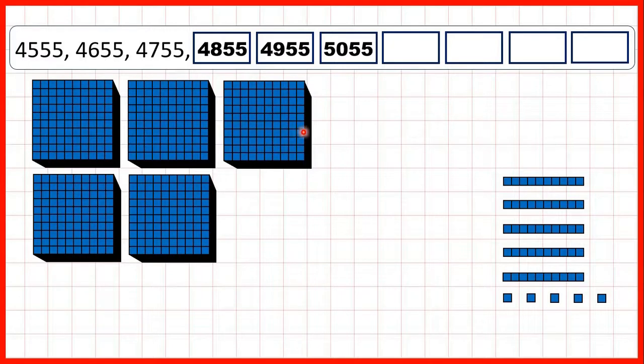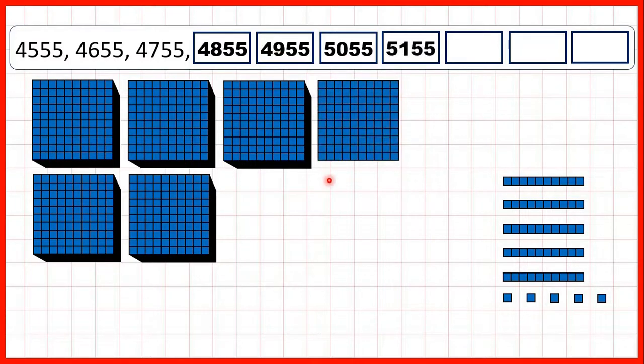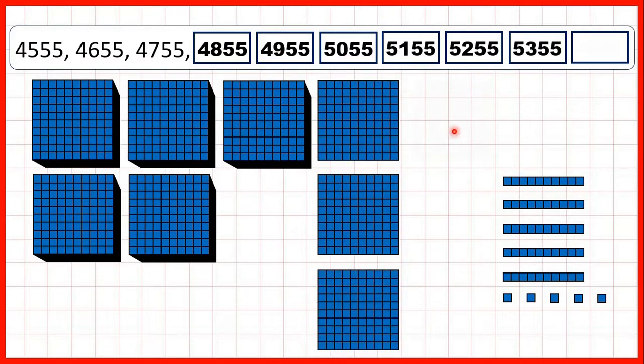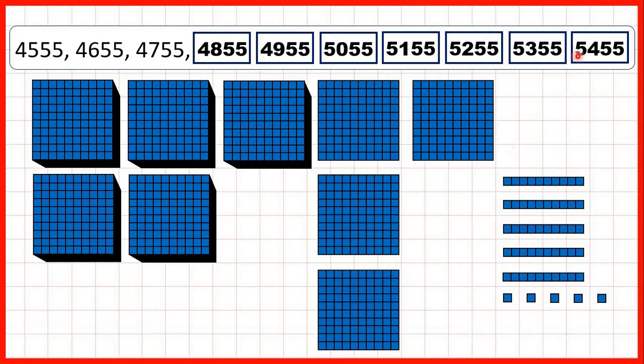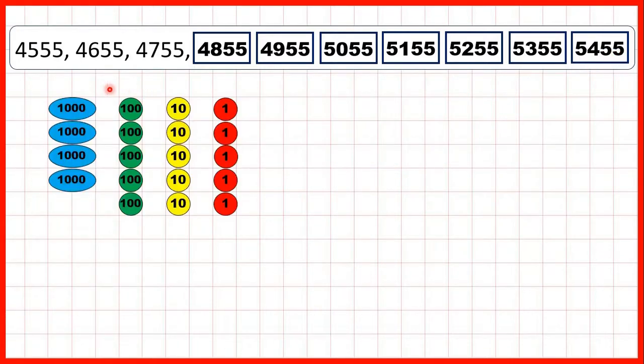So notice, when we're counting in hundreds, the tens and ones digits will always stay the same. But if we ignore our tens and ones digits, we can see that counting in hundreds is just like counting in ones. We have 45, 46, 47, 48, 49, and 50. So if we keep on counting in hundreds, adding 100 each time, that takes us to 5,455.